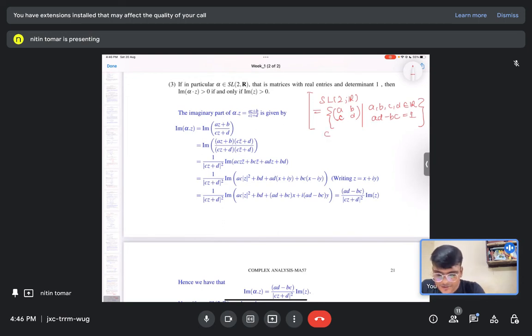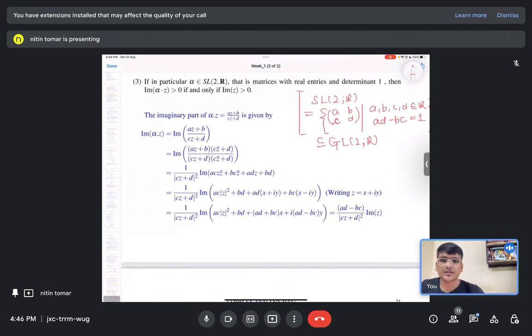Okay. So our SL2R is this. And it is a subset of GL2R, right? Because for GL2R we need the determinant to be non-zero. In particular, it can be 1. So yeah. The question that has been asked here: if you take alpha dot Z, we know its action. Its imaginary part is positive if and only if the imaginary part of Z is positive.